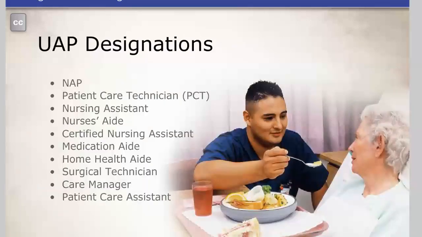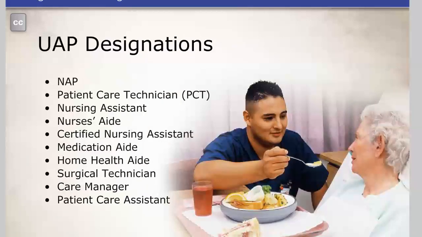UAP have many job titles. Some of the more common ones are nurses' aides, certified nursing assistants, and patient care technicians. The delegating nurse must know the job description and match the skill level of the UAP to the task being delegated. Training and experience are both important factors in deciding which UAP can safely perform a task.